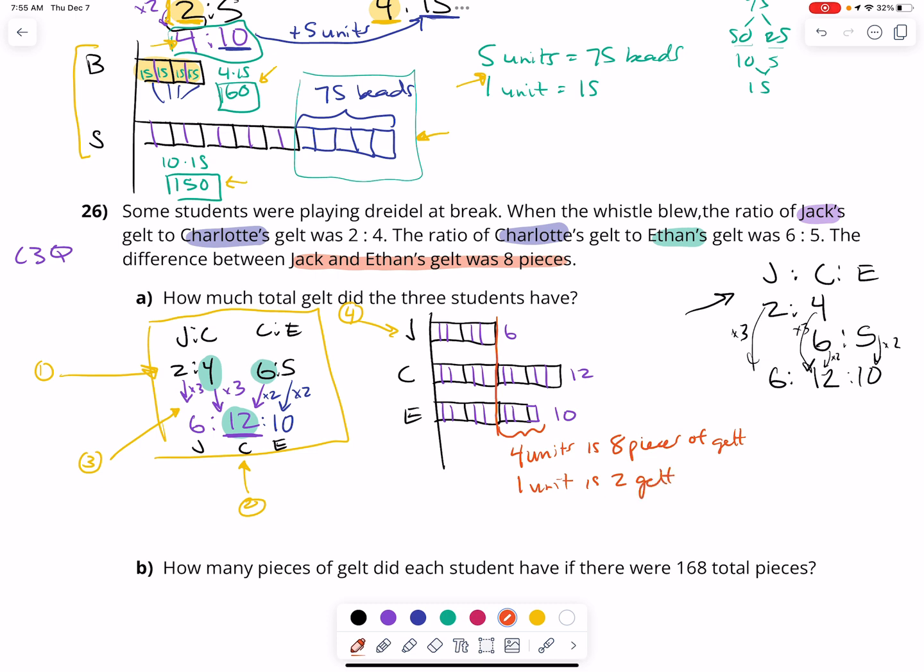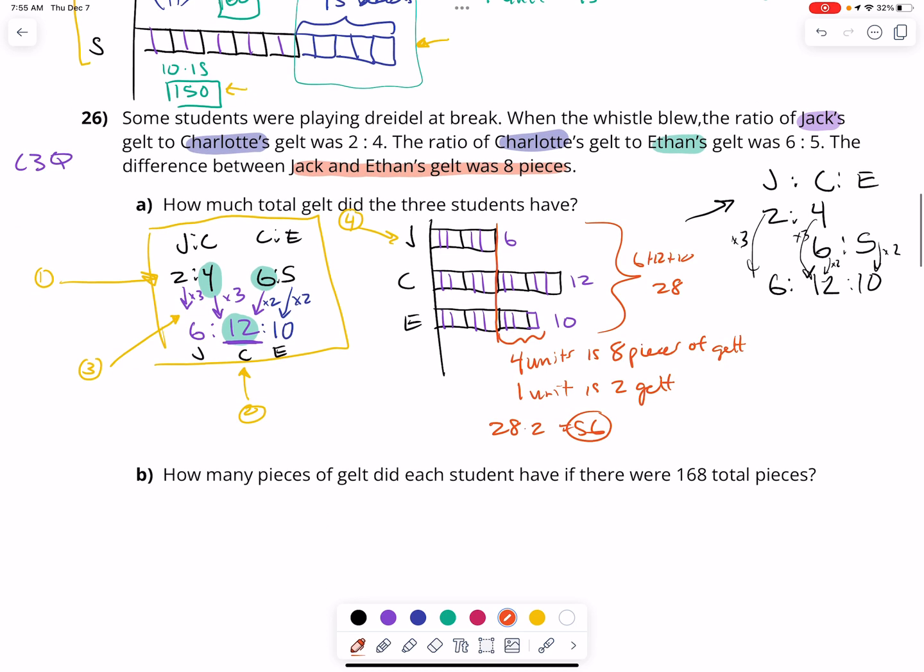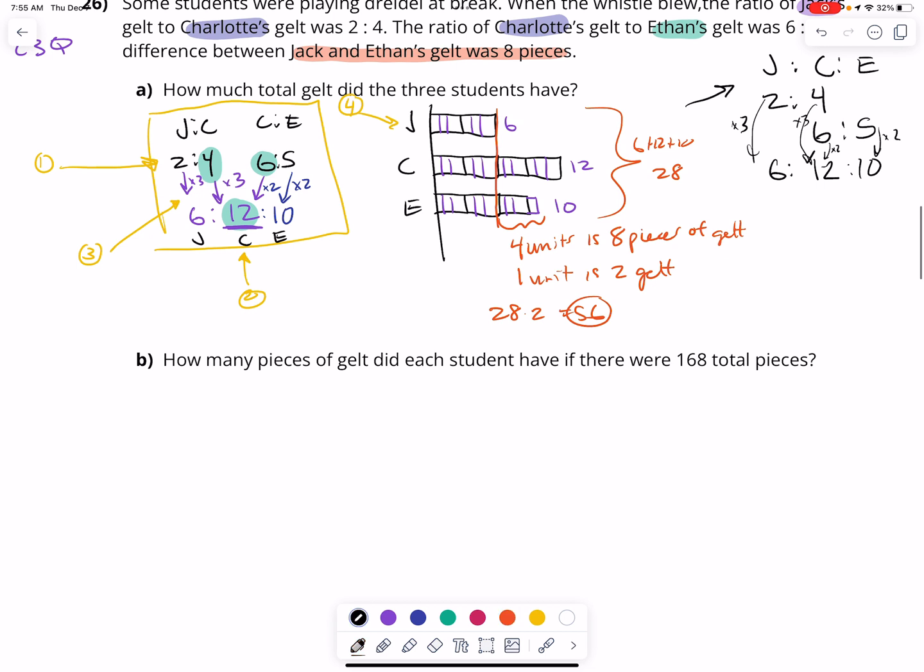So our total number of gelt then is going to be, if we counted up all of those units, 6 plus 12 plus 10, or 28. We need to just do 28 times 2, or 56. So once you have this information, then everything else is just filling in what you know and then doing the calculations from there. So for part B, we know Jack, Charlotte, Ethan.